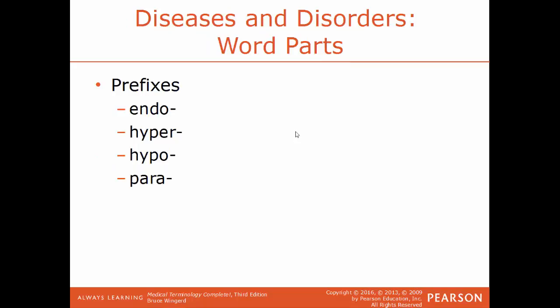All right, now we'll talk about some diseases and disorders and their word parts. The first one, endo, means inside. Hyper means above. Hypo means below. Para means local or nearby.